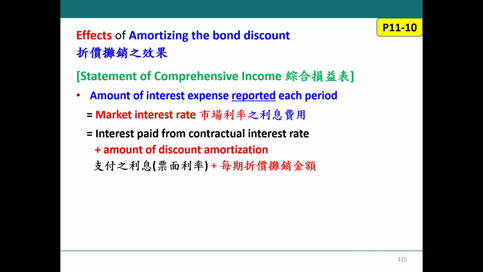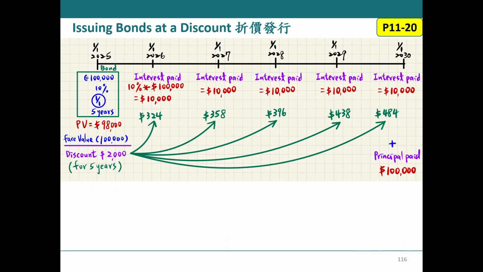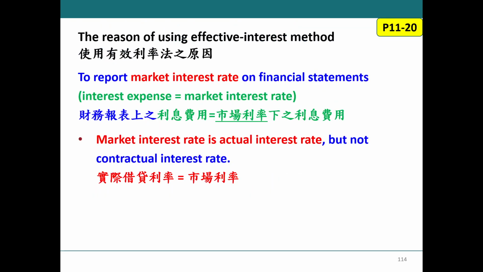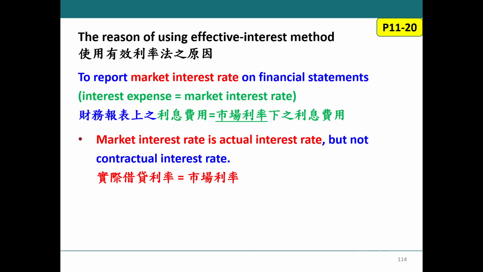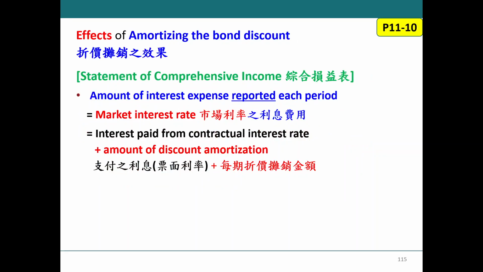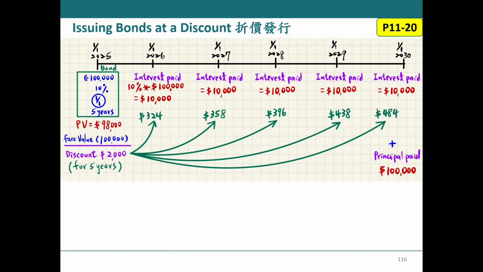So if you have no problem, let's look at how to record the situation. On each slide like this, the market interest rate is your actual interest, and we report the market interest rate on the financial statement. This slide's content, I already combined together in one slide, so I finished the whole concept right here. If you understand this, it means this slide, and also this slide, okay?